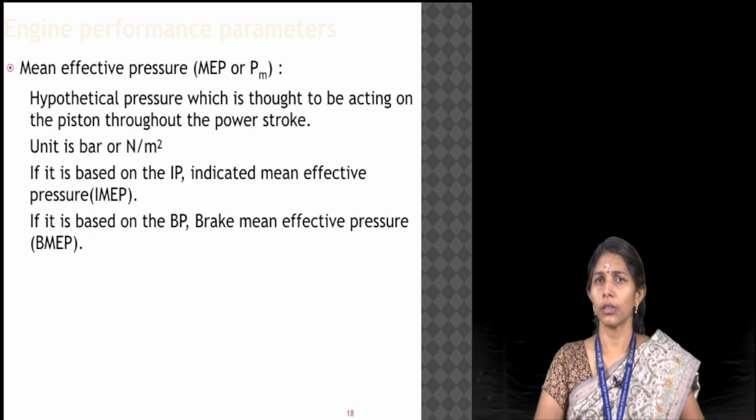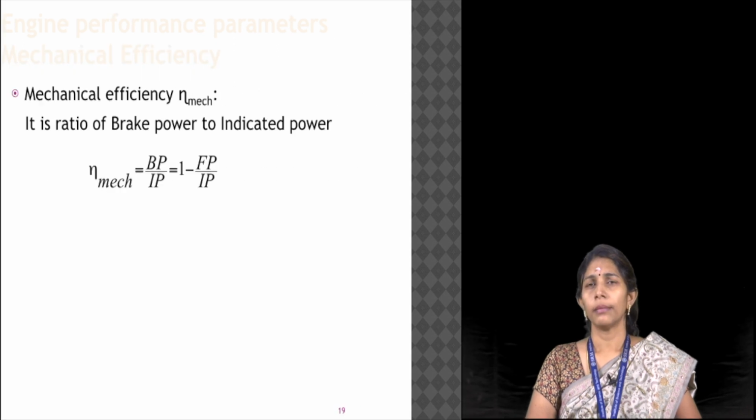If it is in terms of IP, then it is indicated mean effective pressure, else it is BMEP, that is brake mean effective pressure. The mechanical efficiency is calculated as a ratio between BP and IP.